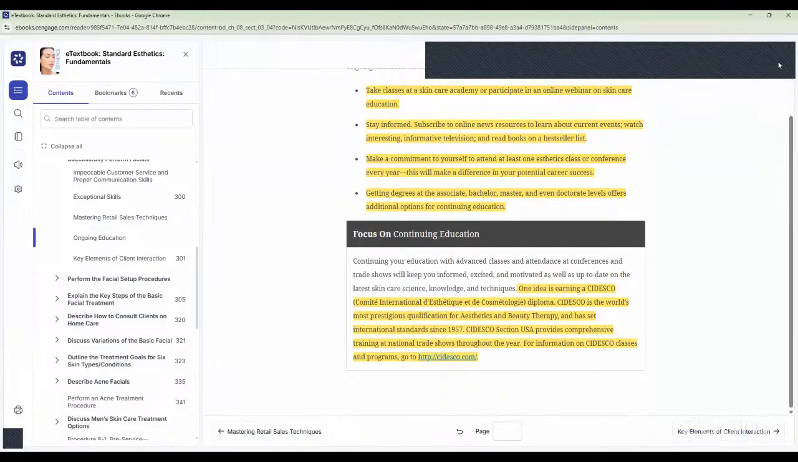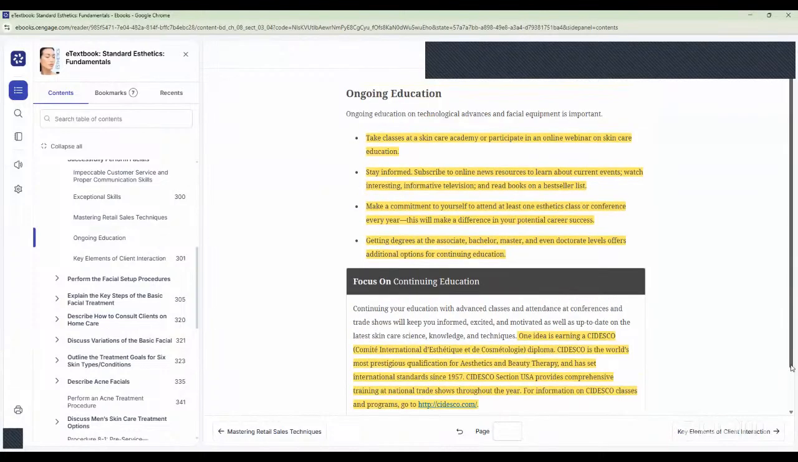I'm going to save this page. I'm bookmarking this page, ongoing education, because there are highlighted references here that I want you to look back on, and they reference questions from your study guide.